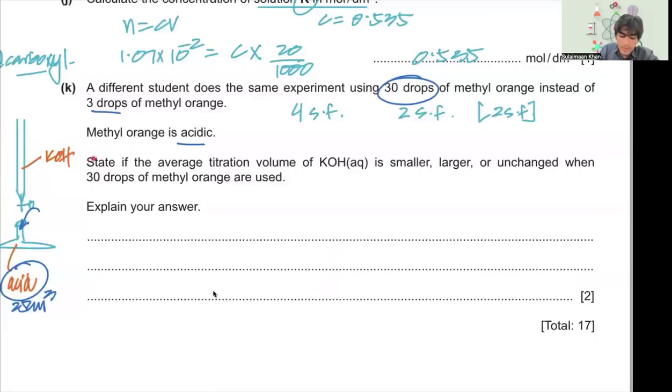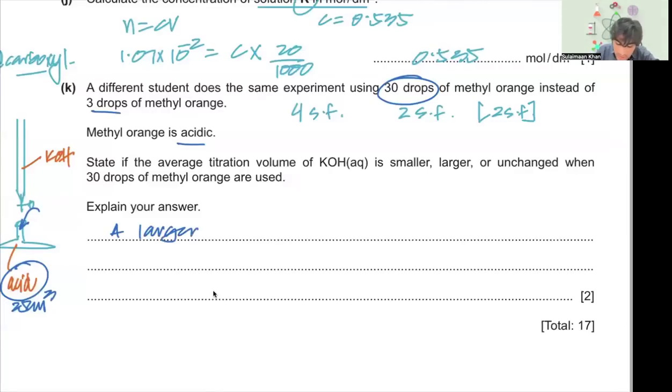So what should happen to the volume of potassium hydroxide that would be used up? Should more potassium hydroxide be used or should less be used? See, that's why I'm saying don't rote learn it. Use your common sense. You've increased acidic things here. Potassium hydroxide neutralizes acids. So if you've added more drops, then more potassium hydroxide would be used. That's so logical. So a larger volume of potassium hydroxide would be used.